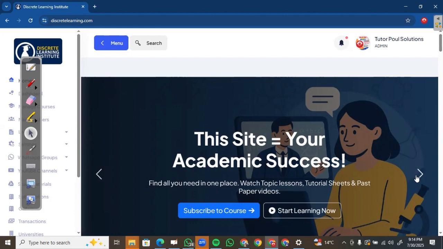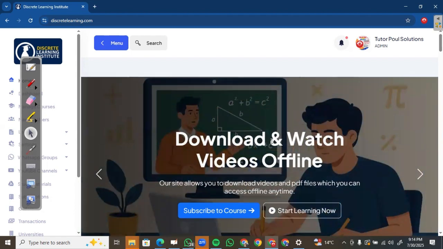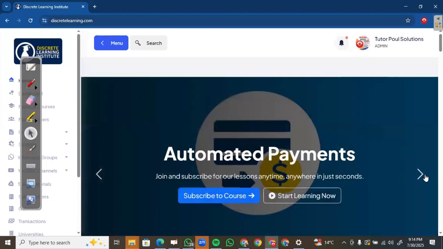We also have a mobile app for those who are using Android phones. On the mobile app, you can download the videos and watch them offline wherever you are. Here you can see download and watch videos offline. You can't do this on the website, so you do it on the mobile app. If you need the mobile app, send me your email. I add you, and then you can install it and access whatever you want.